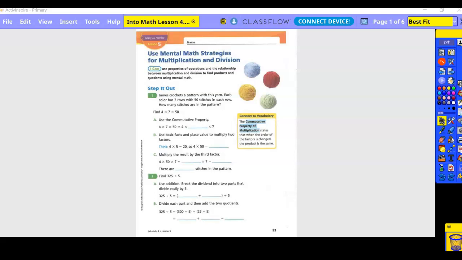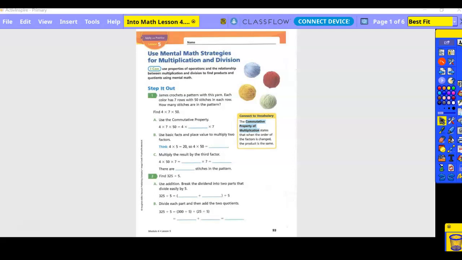Fourth grade math, lesson 4.5. Use mental math strategies for multiplication and division. I can use properties of operations and the relationship between multiplication and division to find products and quotients using mental math. Step it out, number 1. James crocheted a pattern with this yarn.